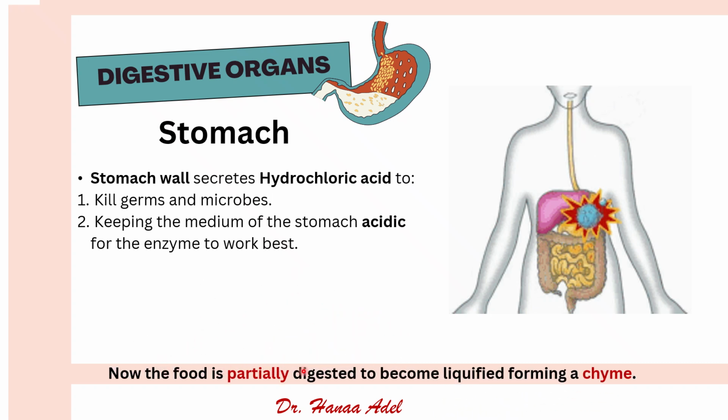Now the food is partially digested to become liquefied, forming chyme. So we know that it was a bolus and now it becomes chyme after the reaction with hydrochloric acid and gastric juice.